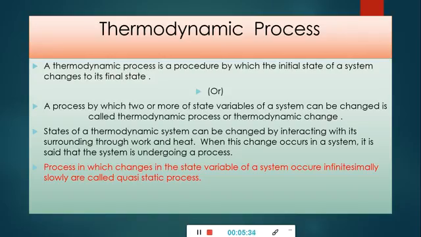When these intermediate states are plotted on a PV diagram, that series of intermediate states is called a path. The PV curve or the PV diagram is such a path. That path tells us the way a system has gone through a change.